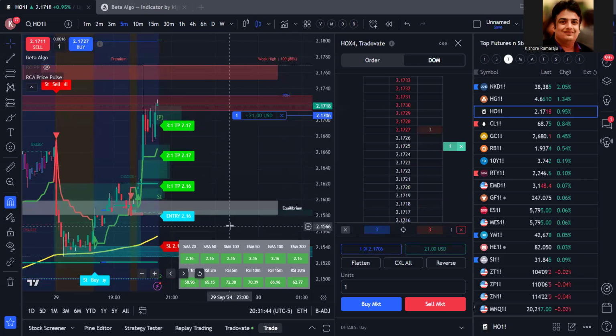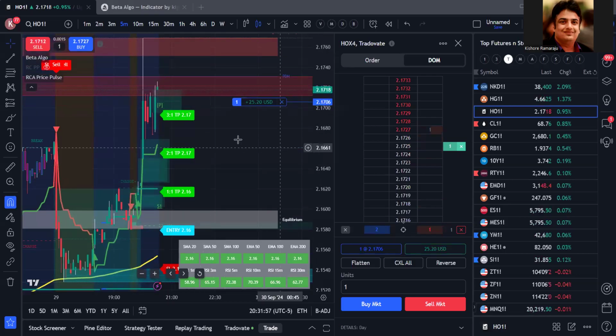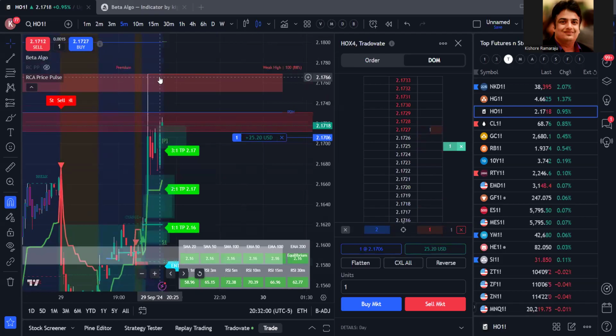Everything is telling that heating oil will go up, and also your beta is telling if you enter here, this is your target one, target two, target three, and still we can see a lot of buyers here. That means it can go much higher. It can go all the way somewhere here.